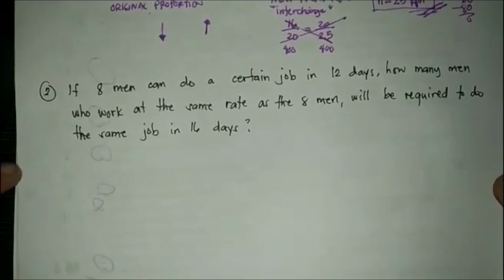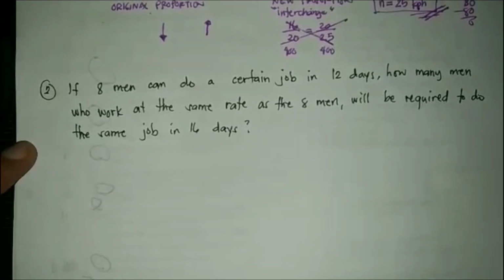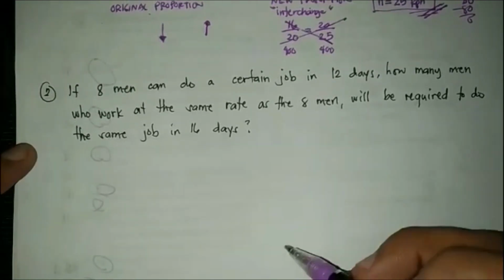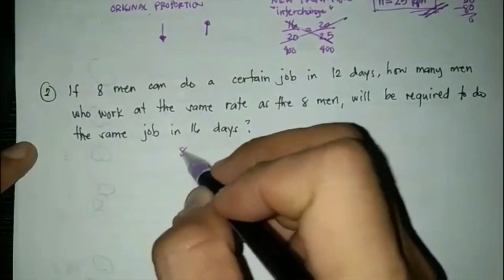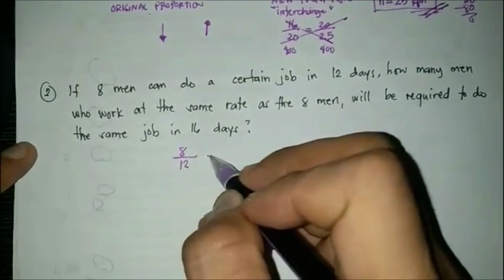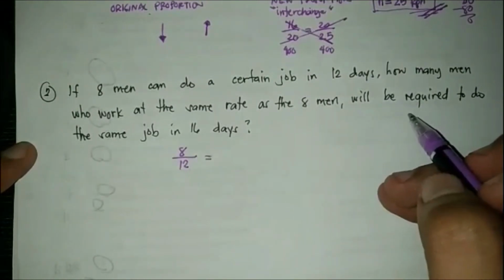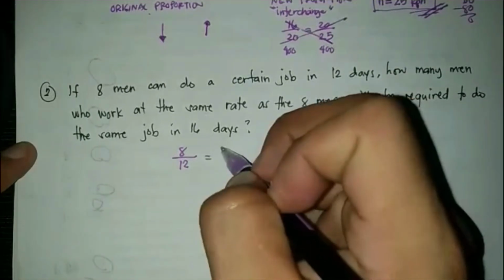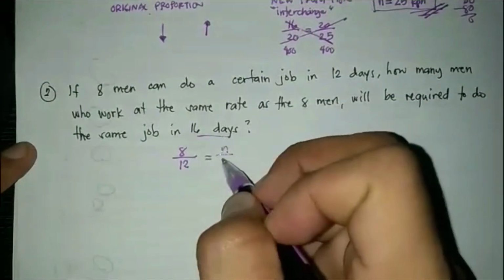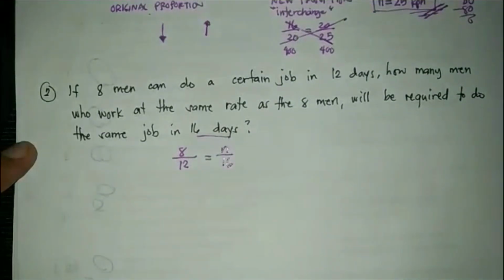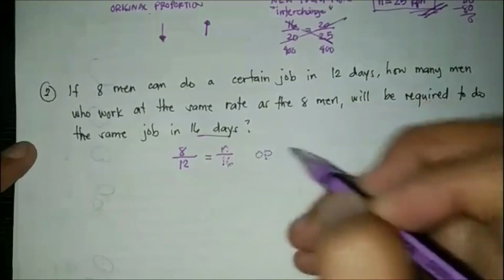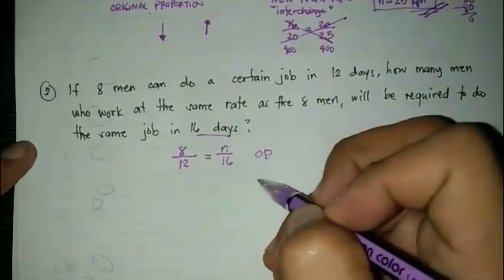If 8 men can do a certain job in 12 days, how many men who work at the same rate as the 8 men will be required to do the same job in 16 days? Okay, so ganun pa rin. Yung first ratio, second ratio. Yung first ratio is 8 is to 12 equals. Yung second ratio, yung hinahanap natin is how many workers or men, so n is to 16 days. So, this is the original proportion. So, hanapin natin yung new proportion.